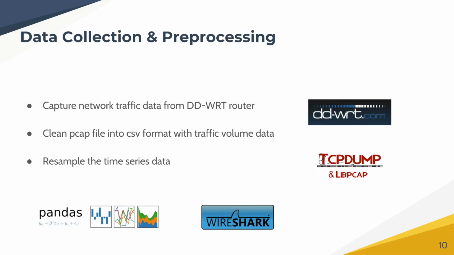Our data collection is basically running on a Netgear router, and it was flashed with the DD-WRT router system, which is a Linux-based smart router system. And we use tcpdump to capture the network traffic data. And then in order to do the analysis, we're going to clean the PCAP file into a CSV format with the traffic volume data only. And we're going to do the resampling into 1 second granularity or 1 minute or 10 minutes.